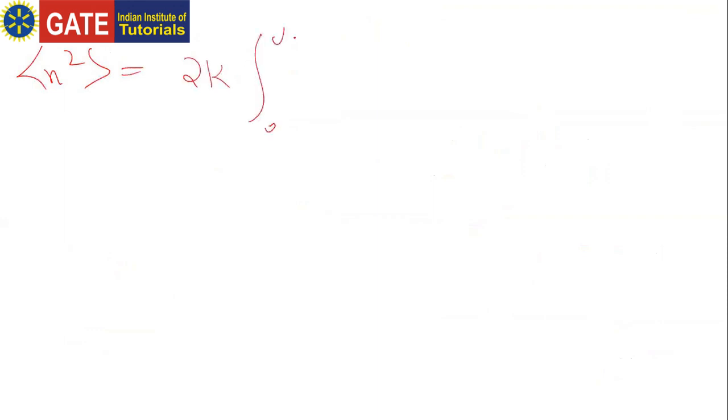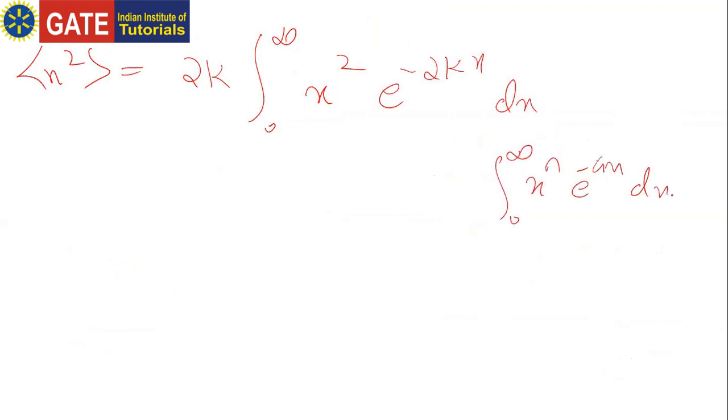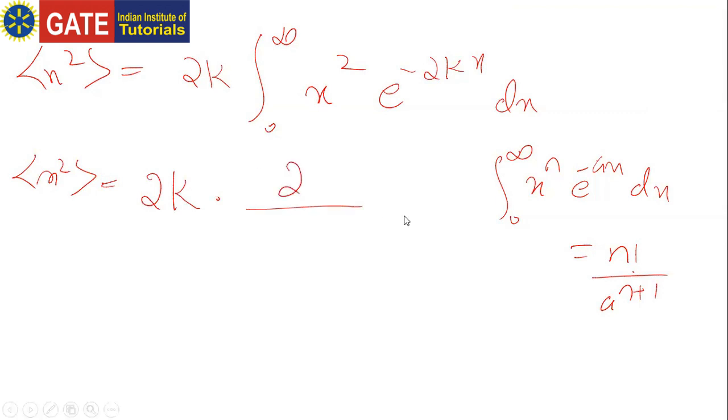2k integral 0 to infinity x square e power minus 2kx dx. This equation is similar to integral 0 to infinity x power n e power minus ax dx equal to n factorial by a power n plus 1. Here, what is the value of n? N value is 2. Therefore, 2k into 2 factorial divided by what is a? Okay, 2k whole power 3.